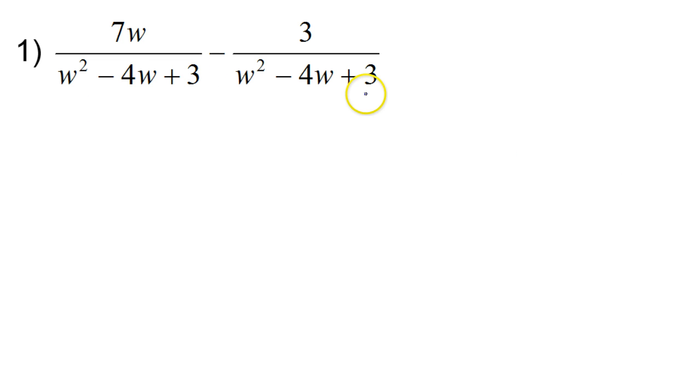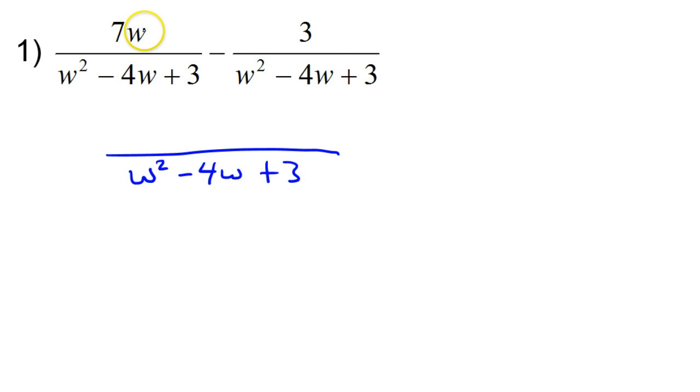So problem number 1 is relatively easy because we already have like denominators. That means I can go ahead and write the denominator one time, and I can go ahead and combine the numerators. Now, because it's subtraction, we can add the opposite. So that's kind of the best way to look at it. Change it to an addition problem and make this a -3. Now we're just combining like terms. There are no like terms, so we just have 7w minus 3.